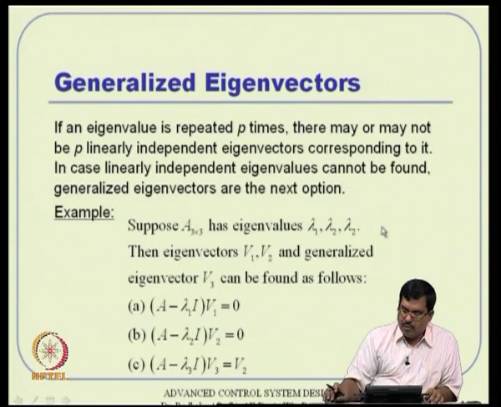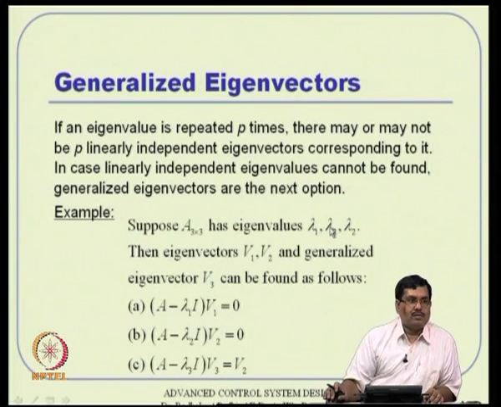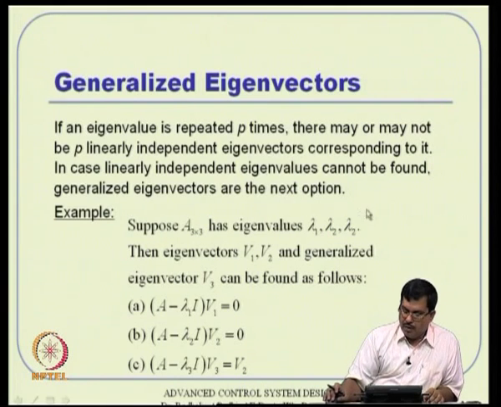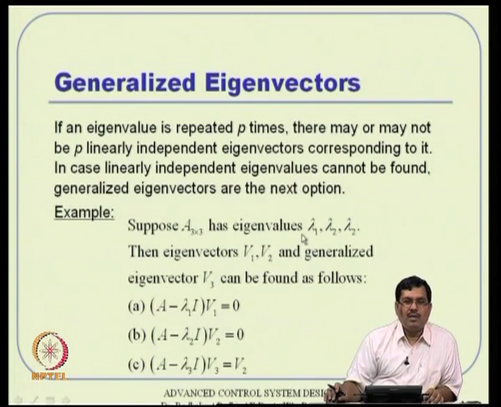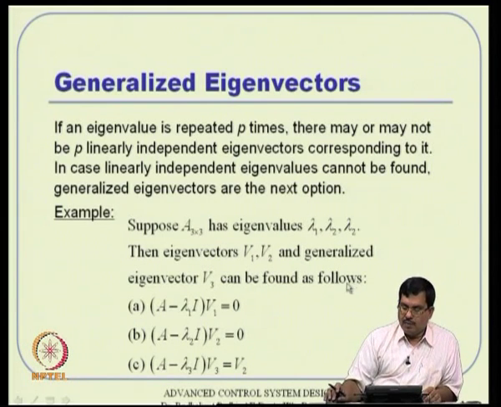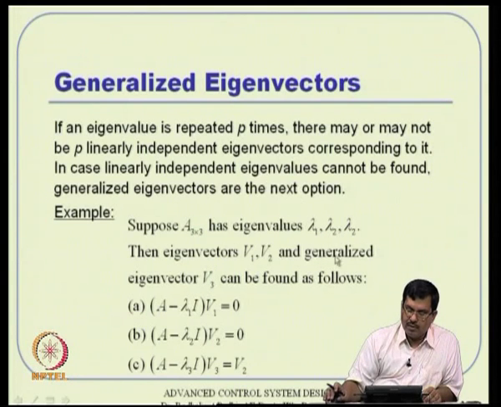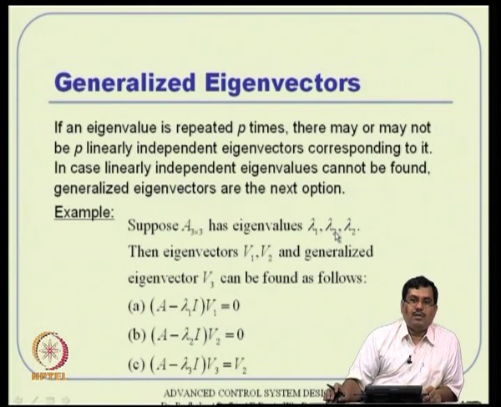It turns out that if some of the eigenvalues are repeated, then you may or may not get independent eigenvectors. If you get independent eigenvectors, that is well and good, and if you do not, then you would like to have some vector which is rather close to an eigenvector. It may not be exactly an eigenvector, but its properties may be very close. Precise definitions are available for generalized eigenvectors, but in a way we want a vector which is very close to the eigenvector. How do you compute that?